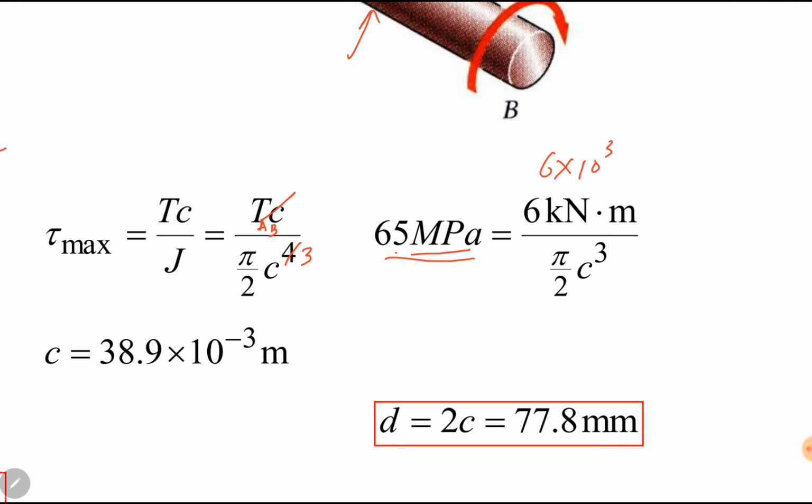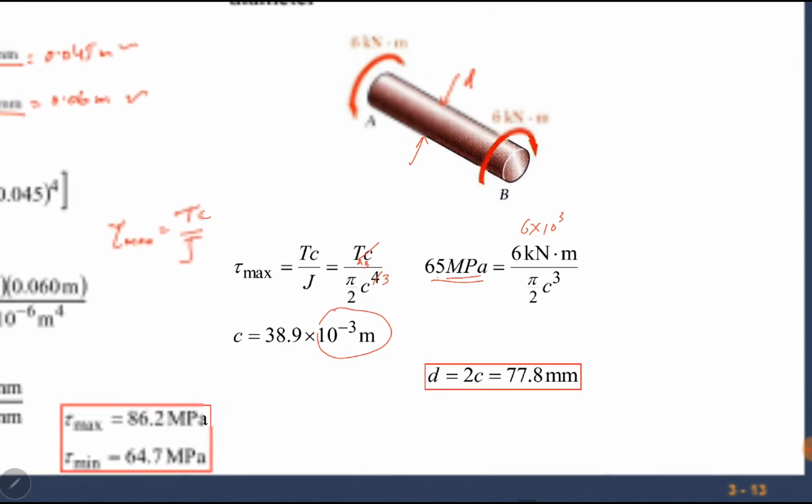This is the radius, so we can calculate the diameter from the radius. Diameter is 2 times radius, and 10 power minus 3 meter is equal to millimeters. So the diameter becomes 77.8 millimeters. I hope it is very easy. Either we can find the radius or we can find the maximum stress if we know the torque in each shaft.